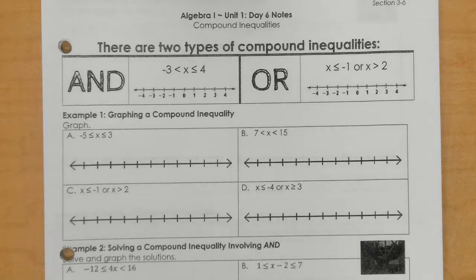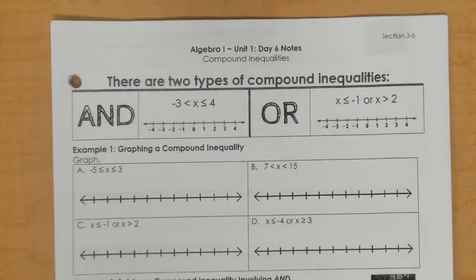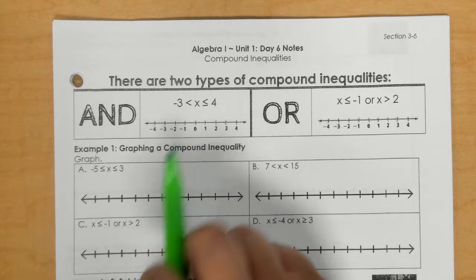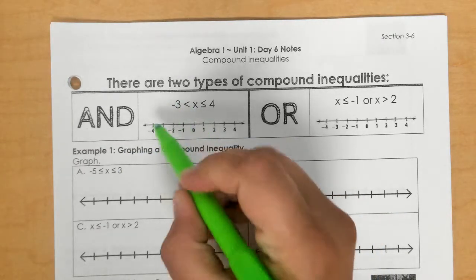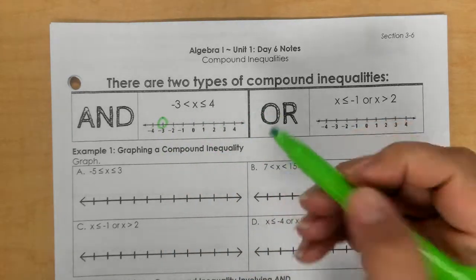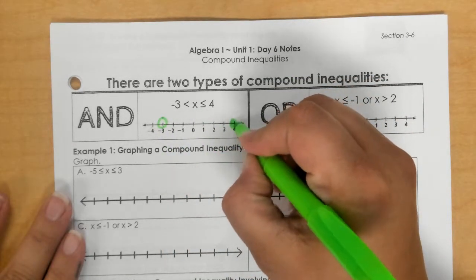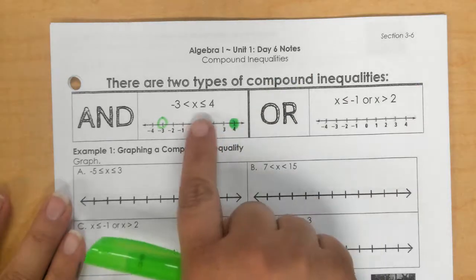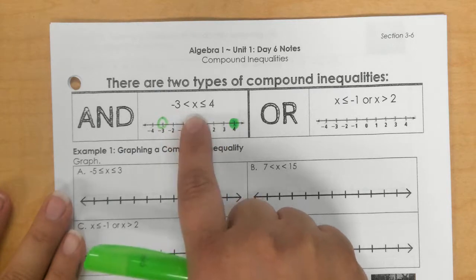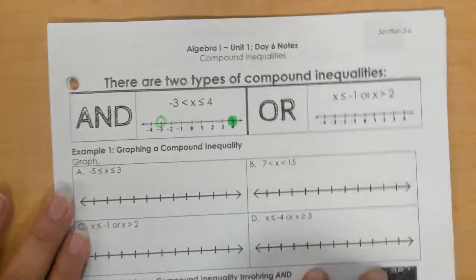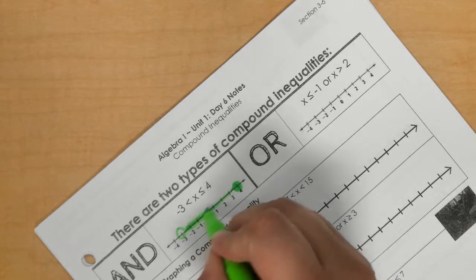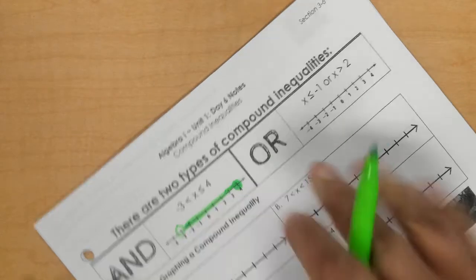So for the and, it says negative 3 is less than x, less than or equal to 4. So at the negative 3, you would use an open circle. And at 4, you would use a closed circle. And then since the x is in the middle and the numbers are connected to x by the less than signs, we are going to connect our two circles. Okay?